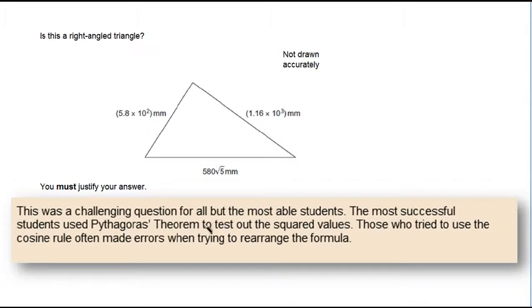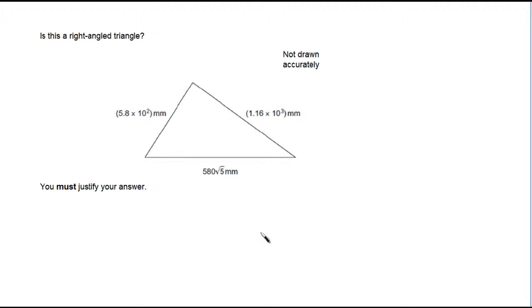Indeed, the most successful students use Pythagoras, but those who try to use the cosine rule often made errors when trying to rearrange the formula. So using the cosine rule was something quite a lot of people tried to do. So we're going to think about that first and then bring it back to Pythagoras.